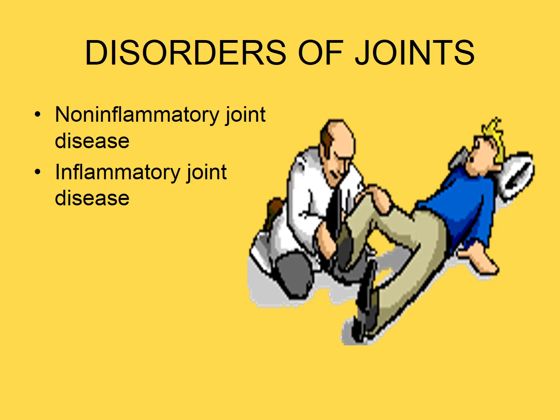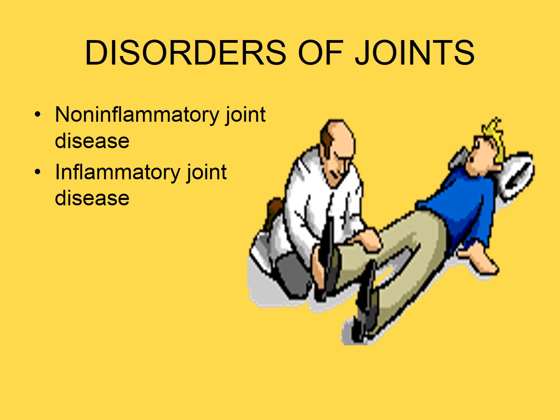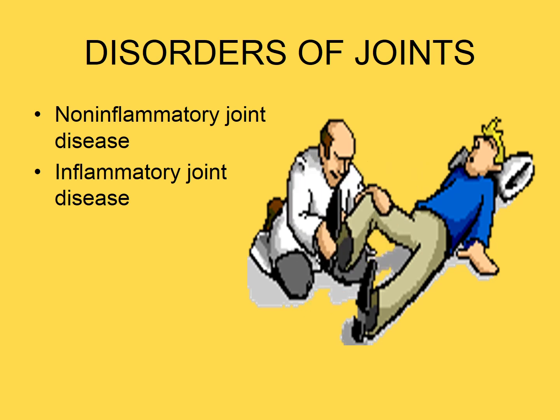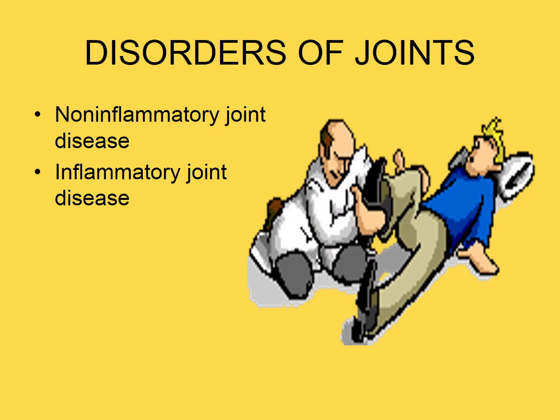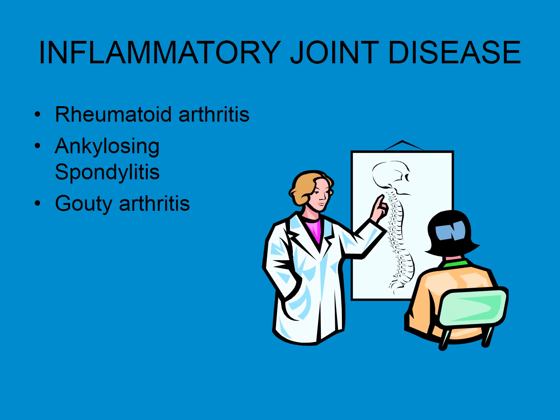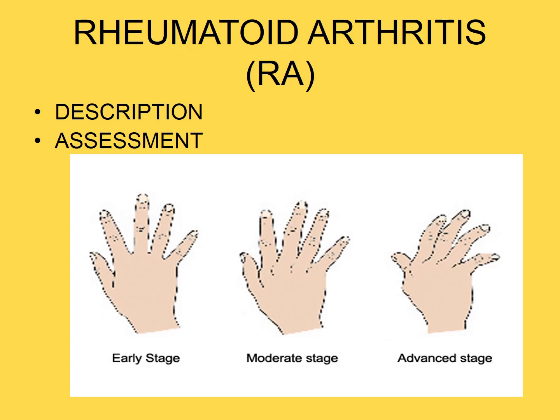Disorders of the joint. That's what we're talking about now. You can have non-inflamed joint disease and inflamed joint disease. Next slide. The inflammatory joint diseases are rheumatoid arthritis, ankylosing spondylitis, and gouty arthritis. Next slide. Let's talk about each one of them.